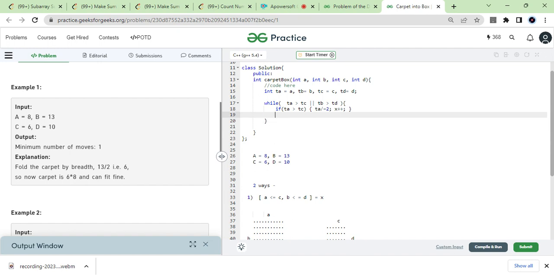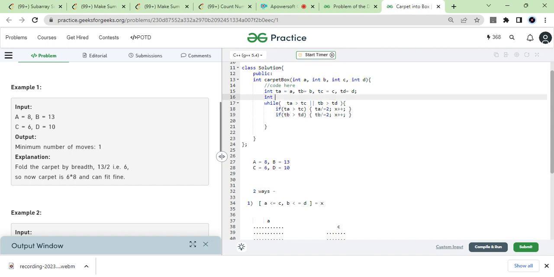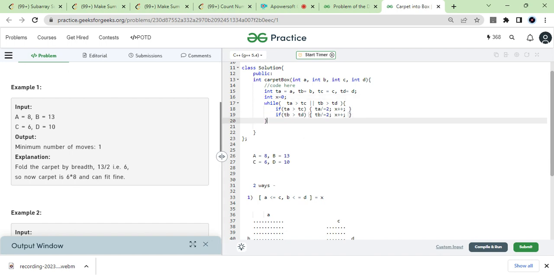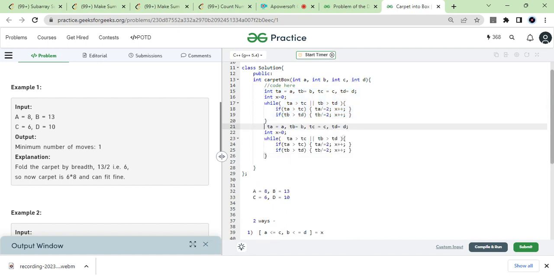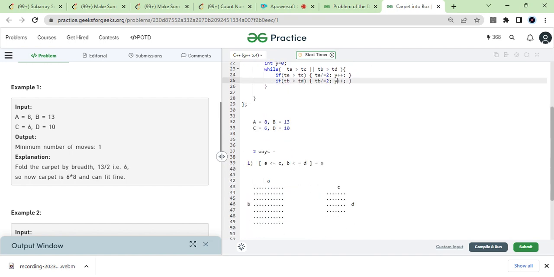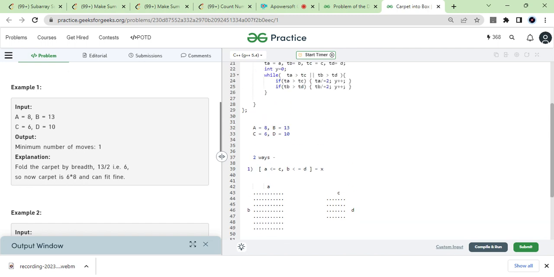We'll take the minimum of x comma y, and that is all about this problem. So copy, paste: TB is greater than equal to TD, divide your TB by 2, x plus plus. x I have not stored, I think, int x equal to 0. Now what you need to do is basically do this complete thing again. You have to initialize your variable TA with the original values of a, b, c, d, and you can do it for y.